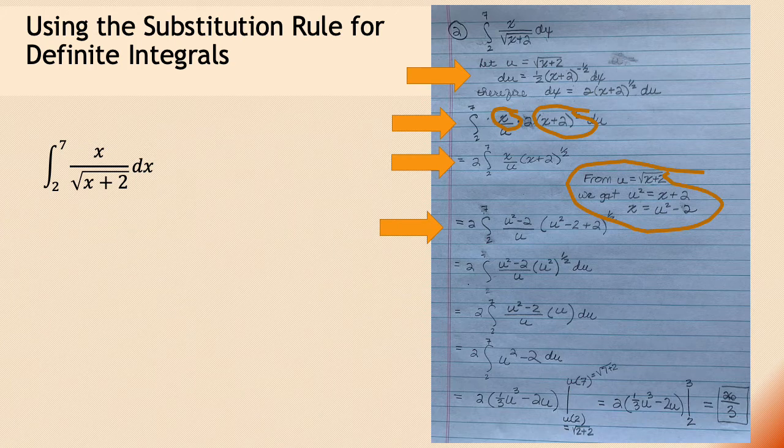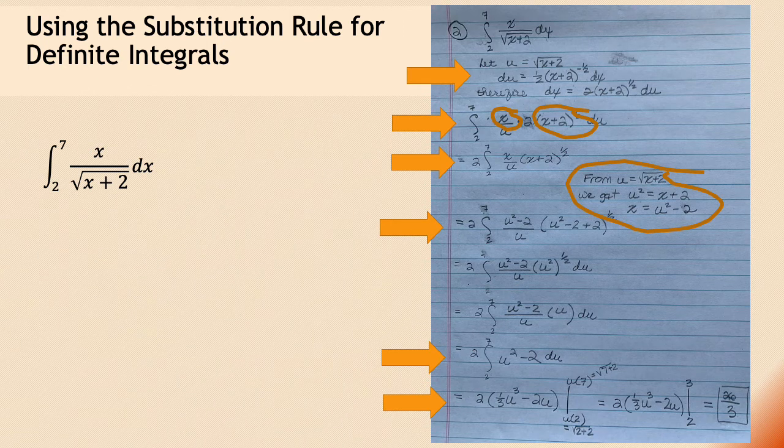This leaves us with some simplification to do. So look at the next three lines and make sure you can do the algebra to simplify, and you should be able to simplify this down to 2 times the definite integral from 2 to 7 of u squared minus 2 du. Now that's pretty easy to take the antiderivative of. And you end up with 2 times (1/3 u cubed minus 2u). There's your antiderivative, and now you need to evaluate that.